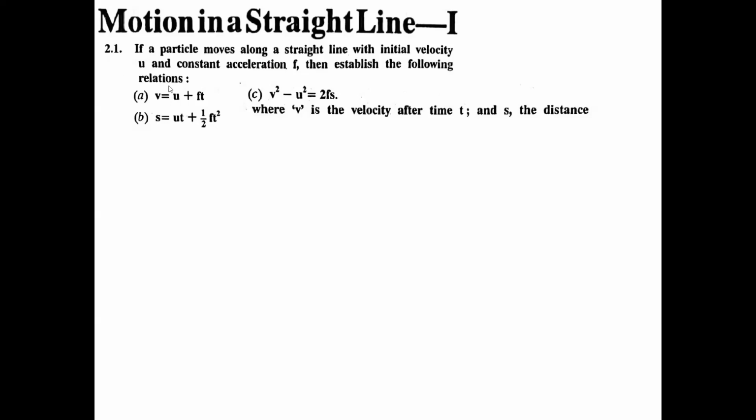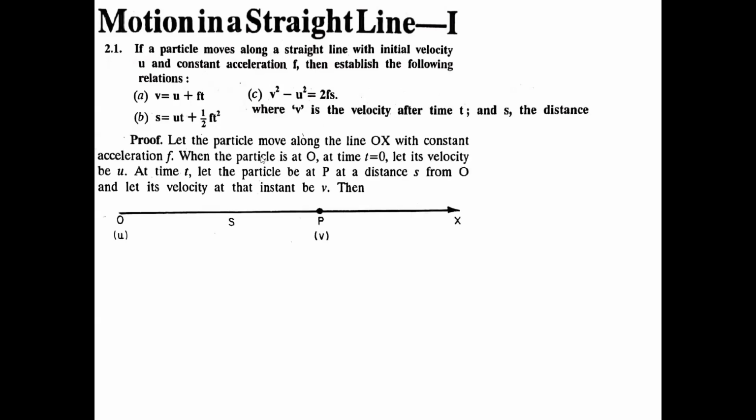Then establish the following relations: v equal to u plus ft, s is ut plus half ft square, v square minus u square equal to 2fs. And now what are the other notations? V is the velocity after time t, or you can say it is the final velocity. Small u was the initial velocity and small v is the final velocity, or you can say velocity after time t, and s is the distance. So we have to derive these three formulas.